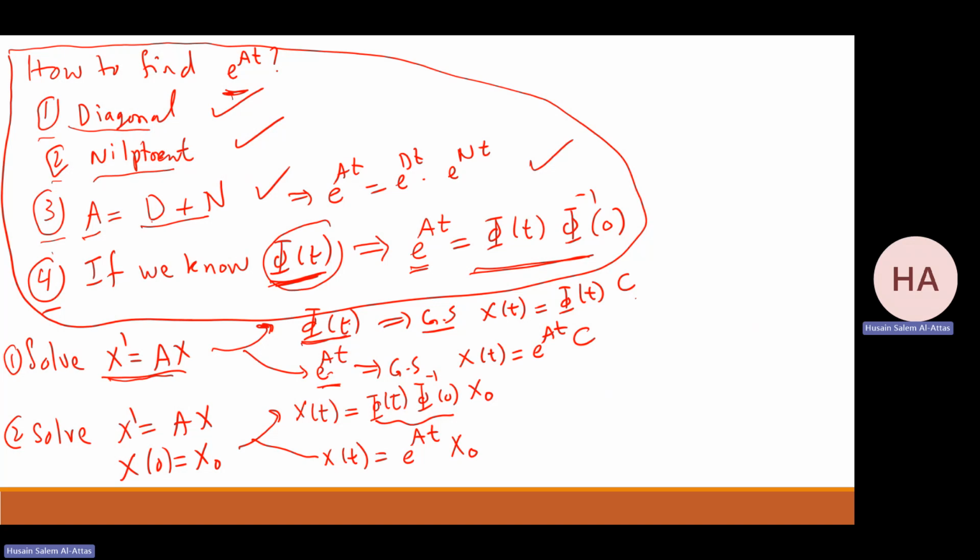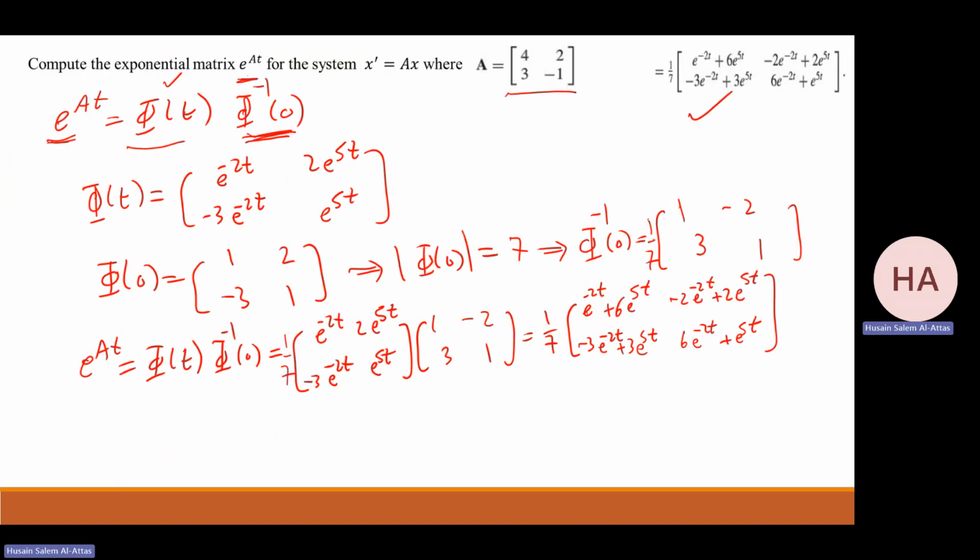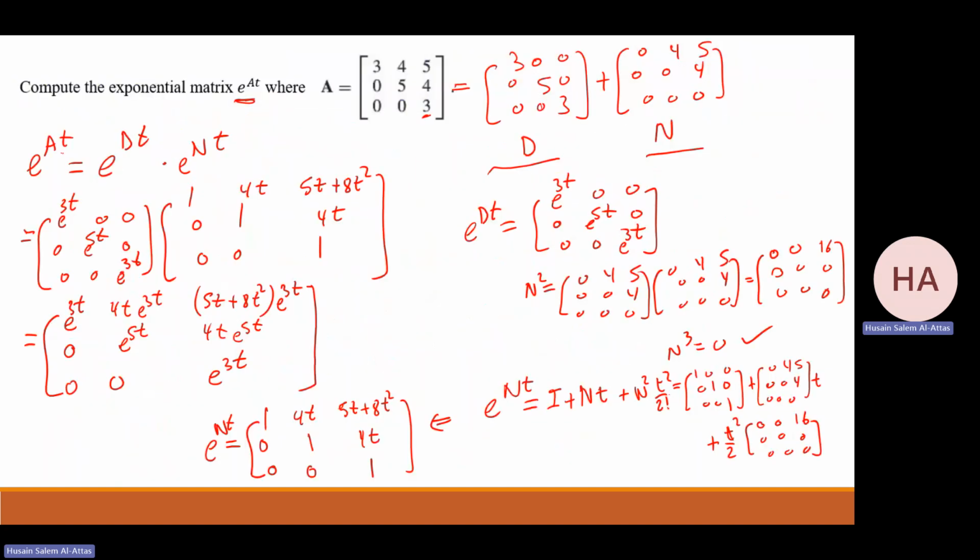If I know the fundamental matrix, then the solution is the fundamental matrix times the constant matrix. If I know the exponential matrix, then it's e to the power At times c. If I have an initial condition, then this is how to find the solution. And in the case of e to the power At, it will be easier. Okay. Another example is how to find e to the power At.